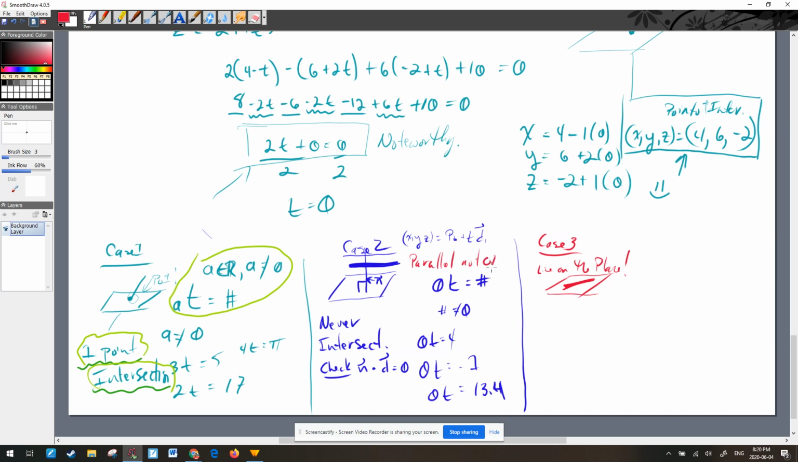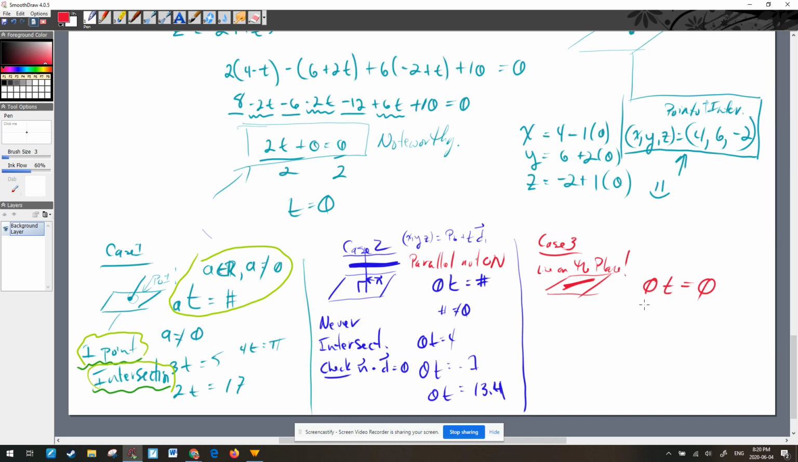not on, and this is just, they're not parallel. They intersect, okay? So they intersect if they're not parallel. If they're parallel, not on, they never intersect. If the line is on the plane, it means that how many different points of intersection are there? An infinite number, right? And so this equation is going to end up looking like 0t equals 0.